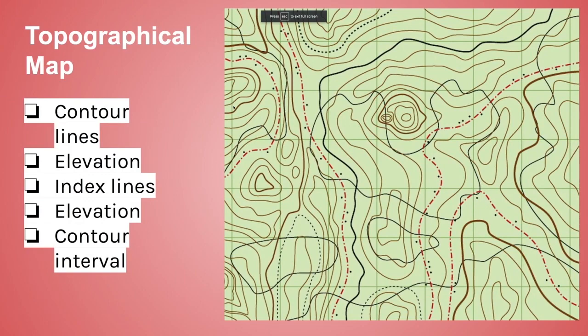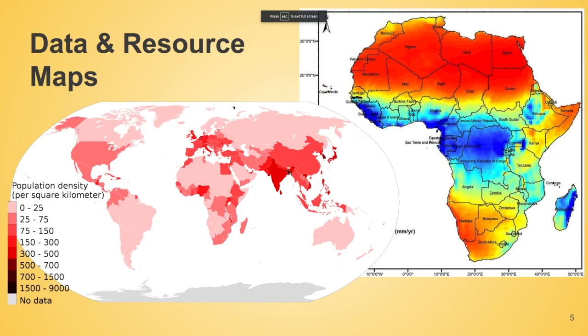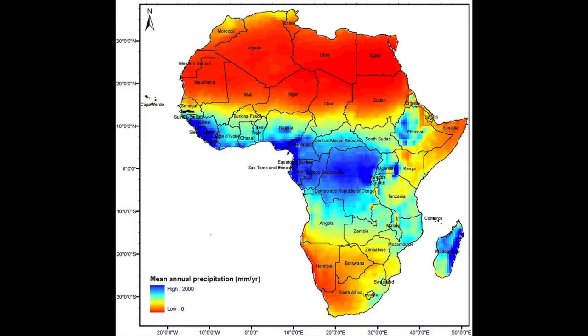The next type of map that we're going to look at is data and resource maps. Data and resource maps can give us all different types of information. They're just maps that are designed to give us different types of data. This map right here tells us annual precipitation. What area has the most rainfall? We go from 0 rainfall down here, which is like the Sahara, all the way up to super high rainfall up here, which would be these blue rainforest areas.